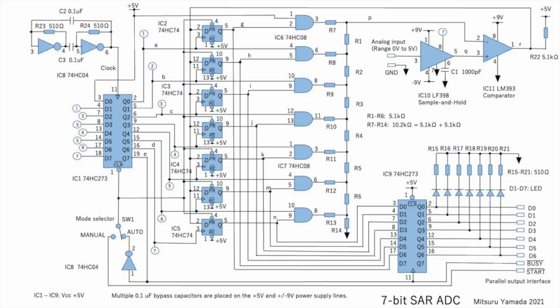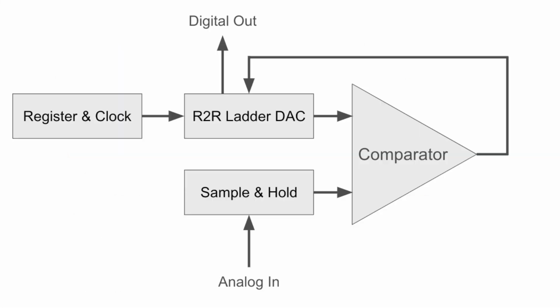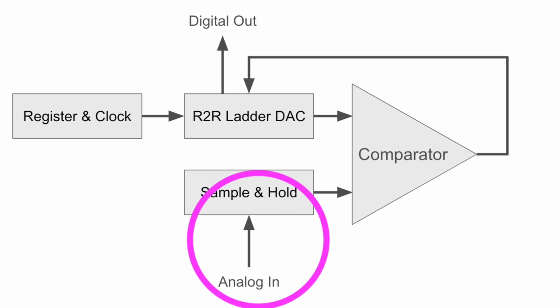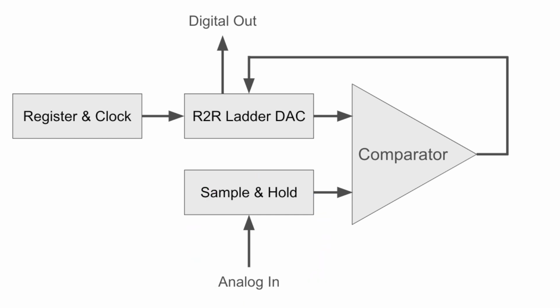Here's the schematic for the SAR ADC, where the clock is in the top left corner. Here is a block diagram for this circuit. The SAR ADC is a type of analog to digital converter that constantly feeds back on itself until it reaches the correct voltage. First, an initial sample of the analog voltage input is stored in this sample and hold IC.